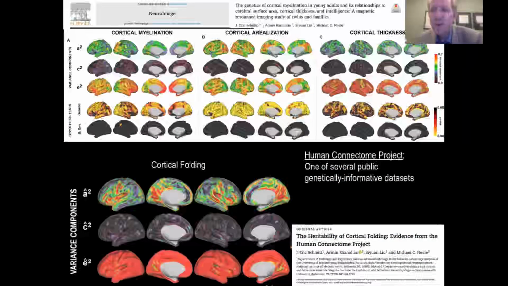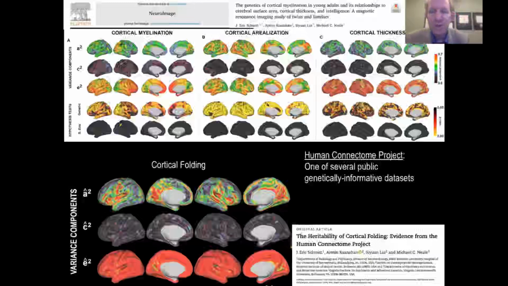So I put this slide in for a couple different reasons. One is to just show you other examples of univariate heritability measures for different endophenotypes. So this is myelination, arealization, which is surface area, cortical thickness, and cortical folding, which is a measure of gyral complexity. And you can see the patterns are unique between them. There's all sorts of interesting things to talk about that we don't really have time to talk about. But that's one thing, just regional variability.